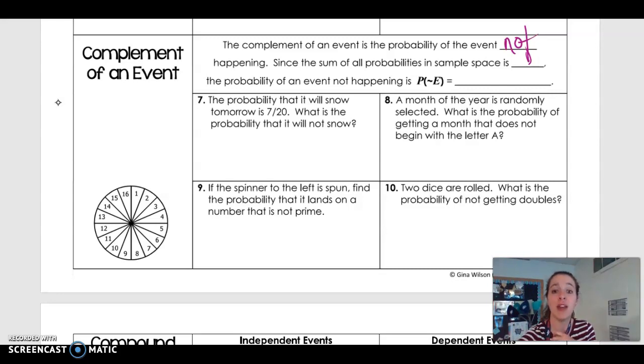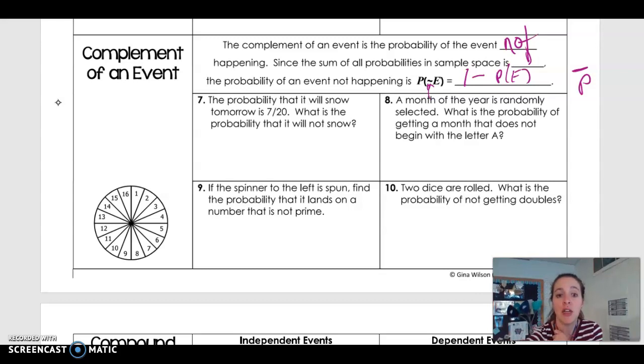The probability of an event not happening can be denoted by this little squiggle in front of it. It can also be denoted with a little line over top of the probability. Either one tells us that it's the complement of the event. So this is going to be 1 minus the probability of the event actually happening. So that's one way I can always figure it out.